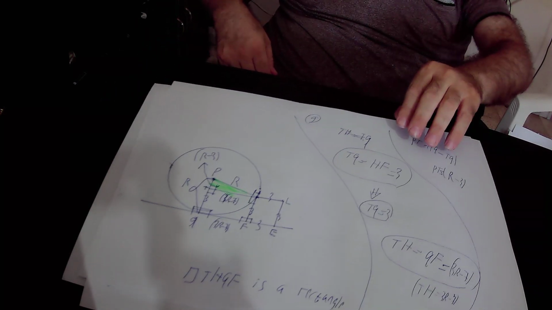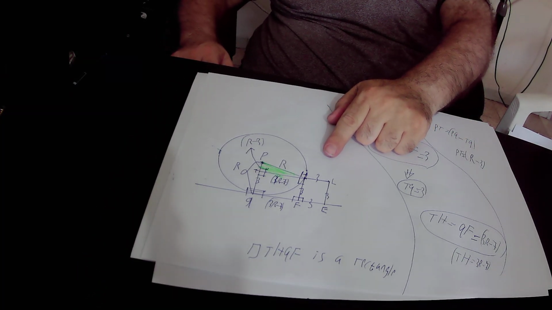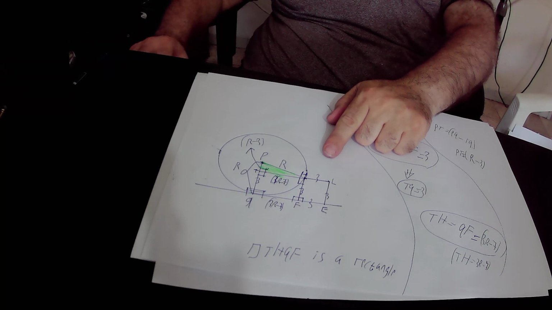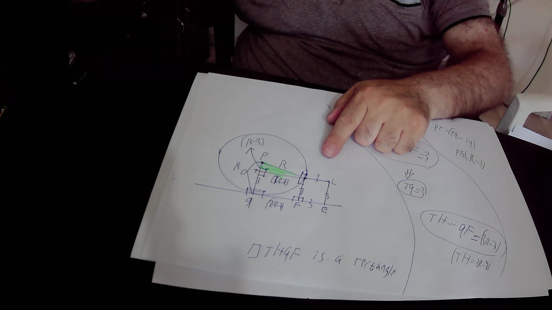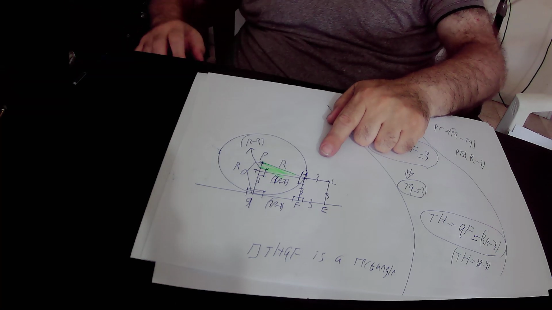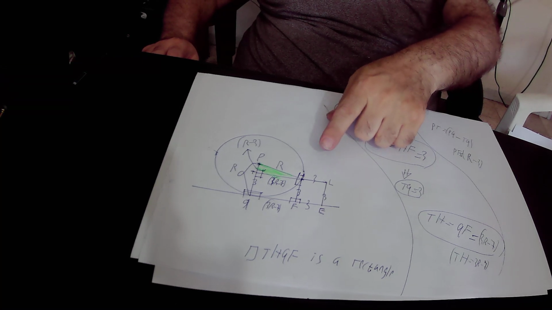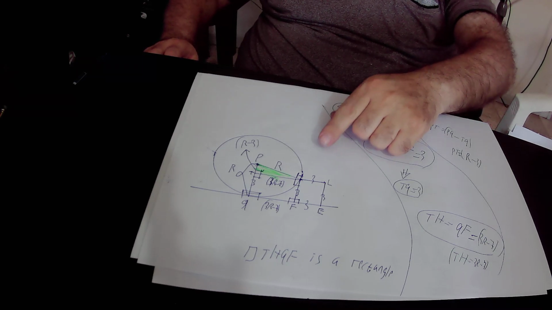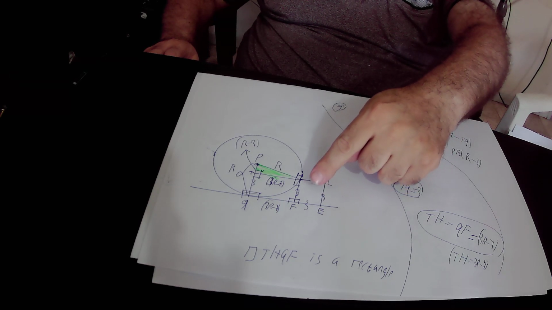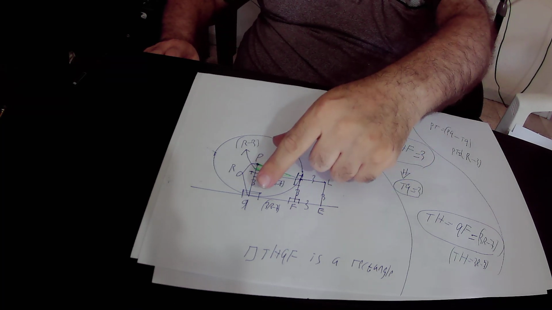So if R is greater than 3 units, then we will have this drawing, and in this drawing we have a radius that is longer than 3 units. Here you can see that the radius is longer than 3 units. Therefore, the side length of the square, that is 3 units, is shorter than the radius. As you can see here, it's shorter than PK, that is the radius.